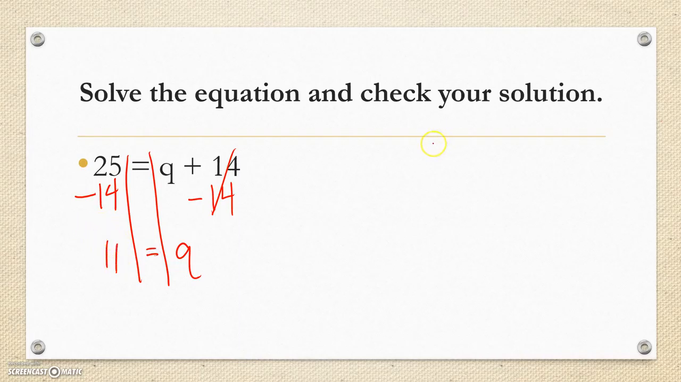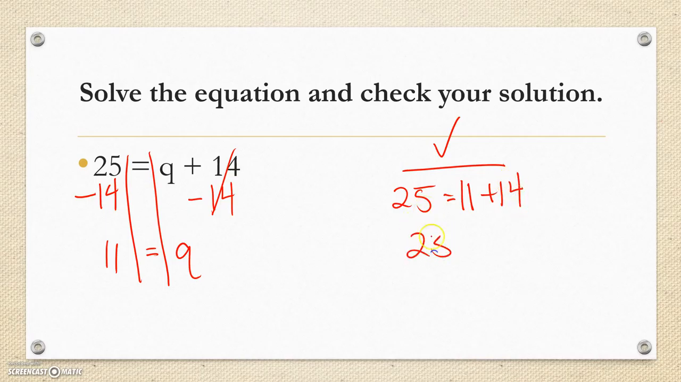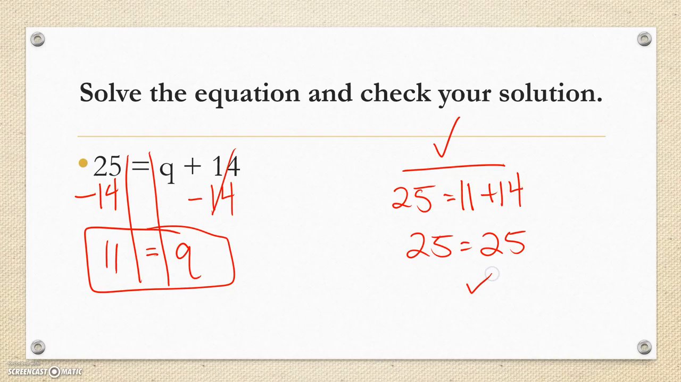11. Again, I need to check my solution. So I'm going to go back to my original problem. 25 equals, we say q is 11, so we're going to plug in 11 for q, plus 14. We have 25 equals. We need to find the sum of 11 and 14, which is indeed 25. So we know that we are correct, and we can move on.